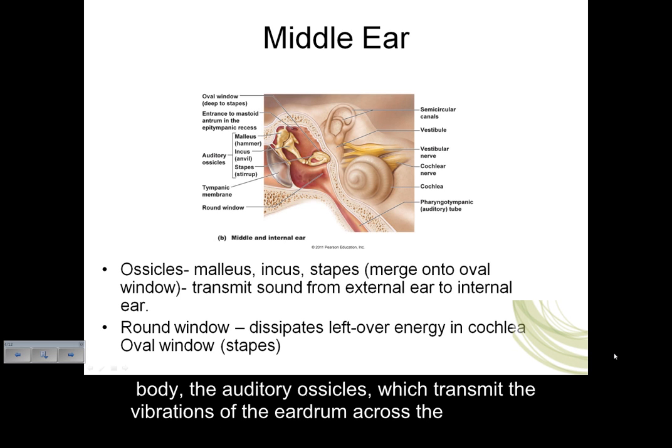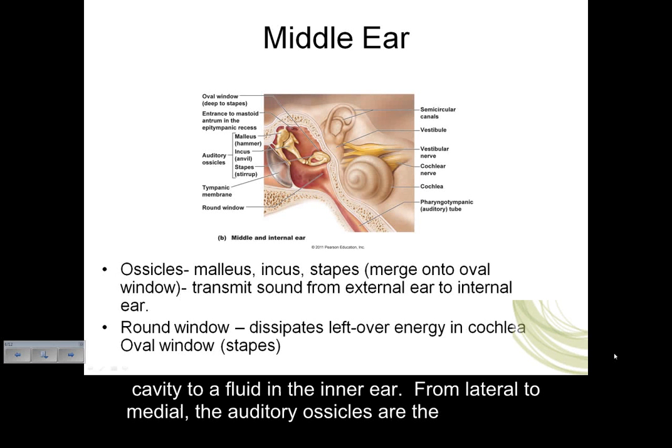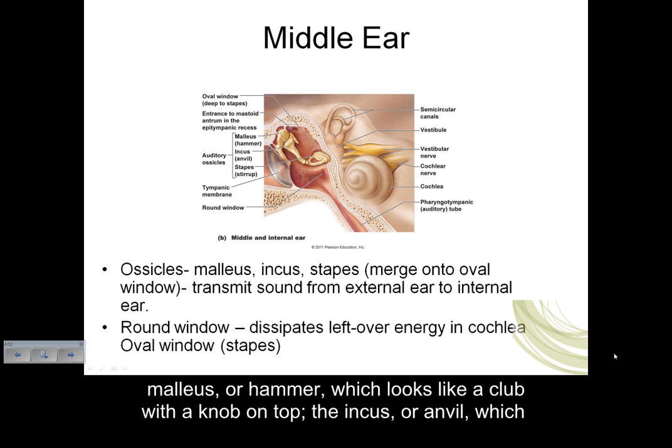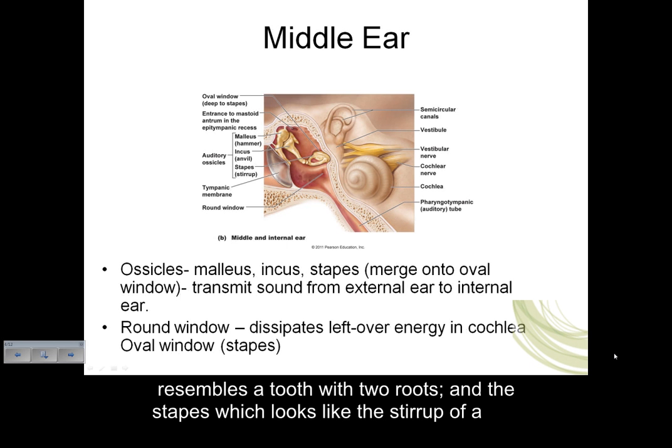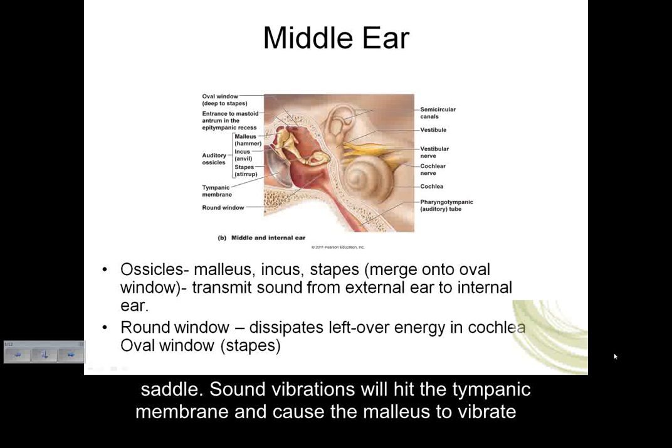The tympanic cavity is spanned by the three smallest bones in the body, the auditory ossicles, which transmit the vibrations of the eardrum across the cavity to a fluid in the inner ear. From lateral to medial, the auditory ossicles are the malleus or hammer, which looks like a club with a knob on top, the incus or anvil, which resembles a tooth with two roots, and the stapes, which looks like the stirrup of a saddle.